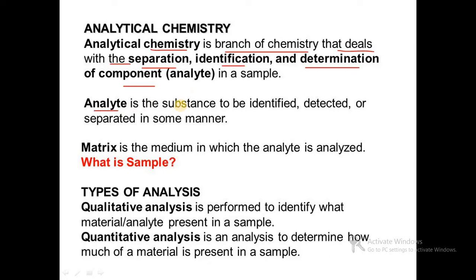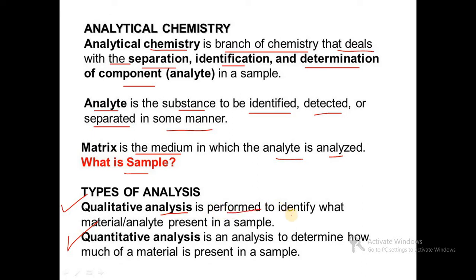So analyte is the substance to be identified, detected or separated in some manner. Matrix is the medium in which the analyte is analyzed. So what is a sample? There are different types of samples analyzed in analytical techniques. There are two types of analysis we have already seen, that is qualitative analysis and quantitative analysis.